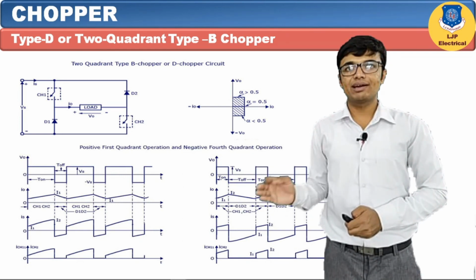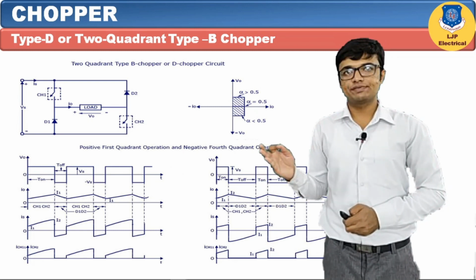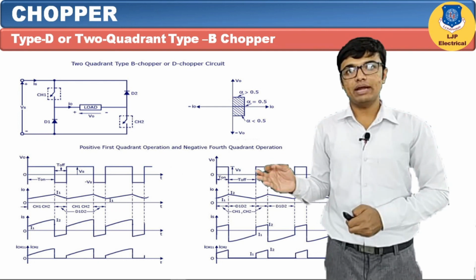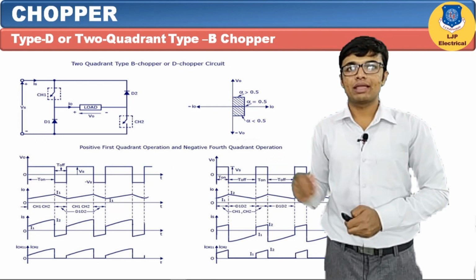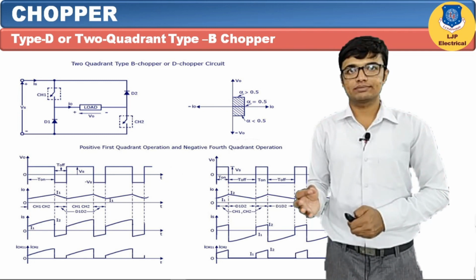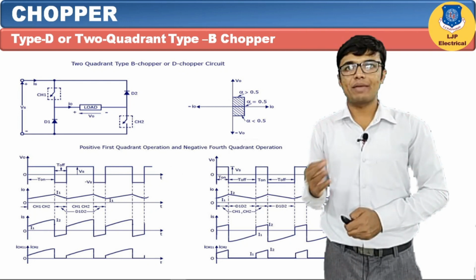Now, suppose we have triggered the switch 1 and switch 2. The current will flow from the supply through the switch 1 to the load, positive, negative, switch 2, and it will come back to the supply. Output voltage will be positive, equal to the input voltage, and the current will try to increase from minimum to maximum.